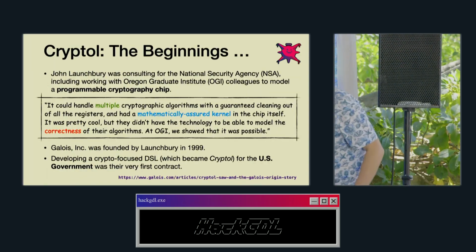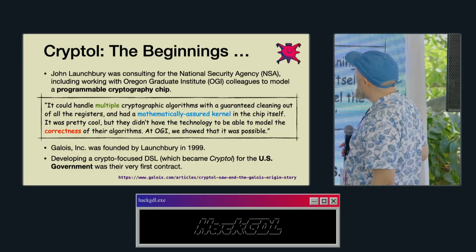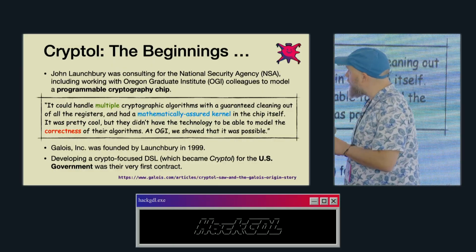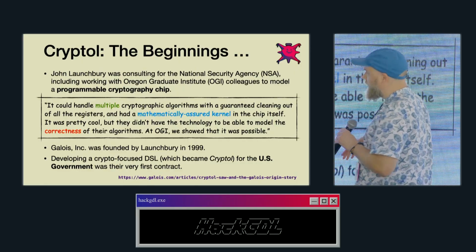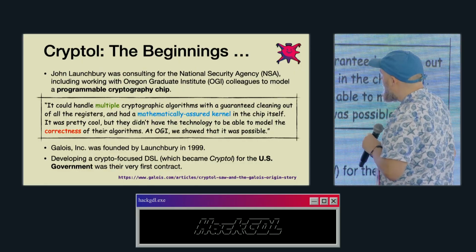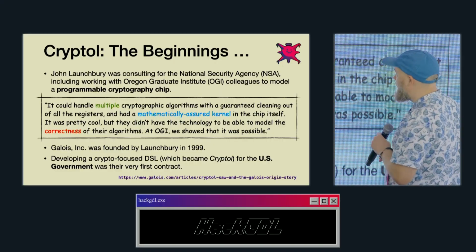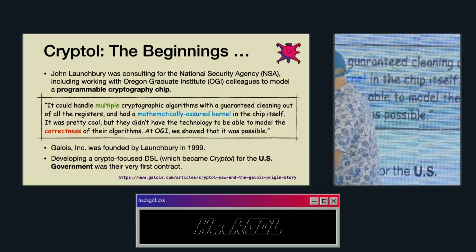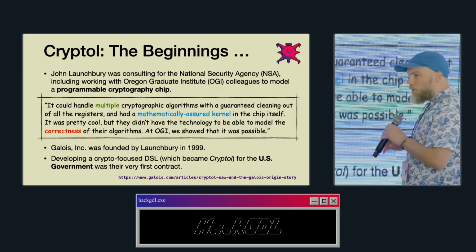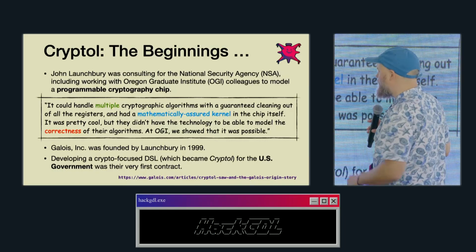So Cryptol started, I think, in 1999. John Launchbury founded the company Galois, and was previously working at the Oregon Graduate Institute. They had already worked on a hardware, programmable cryptographic chip that can perform different functions, and had a mathematically assured kernel on the chip. But they couldn't quite show that the implementation of these cryptographic algorithms was correct. Based on the research they'd been doing, they thought this was actually possible.